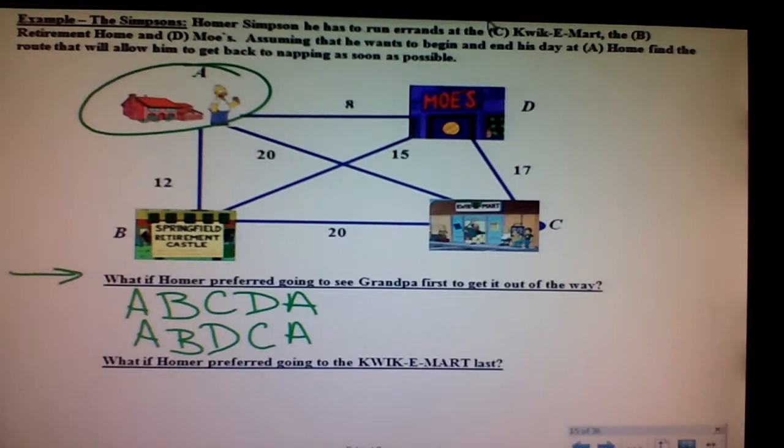Okay, so now we need to figure out which one do we want to use. So the way we do that is we figure out how long it takes to do this. So A to B is 12. B to C is 20. C to D is 17. And D back home is 8. I got 57. I don't know if that's correct.